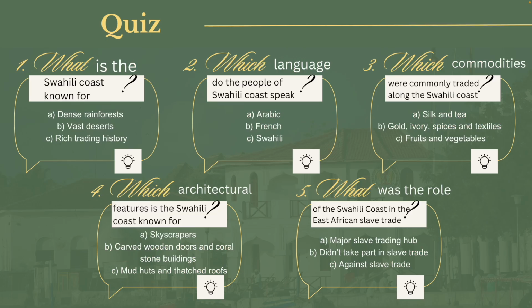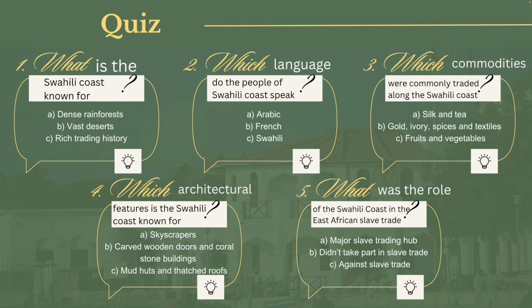So quiz, question 1. What is the Swahili Coast known for? A, dense rainforests. B, vast deserts. C, rich trading history. Question 2. Which language do the people of the Swahili Coast speak? A, Arabic. B, French. C, Swahili. Question 3. Which commodities were commonly traded along the Swahili Coast? A, silk and tea. B, gold, ivory, spices and textiles.